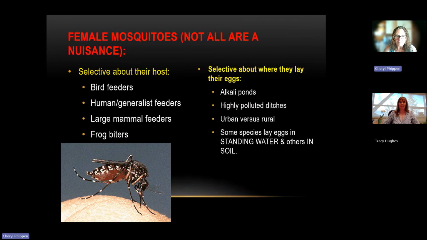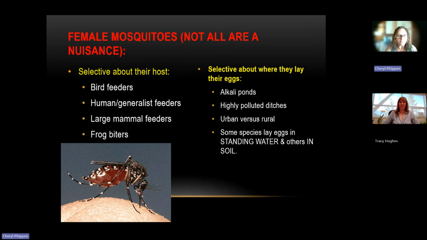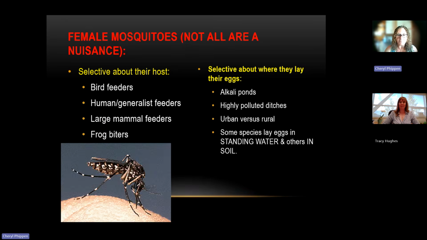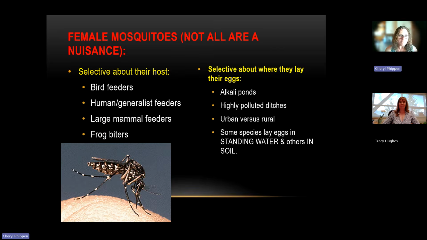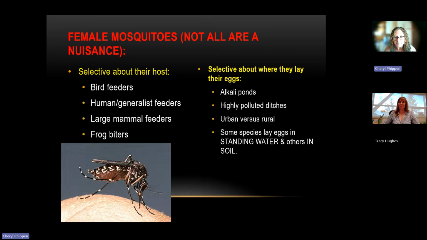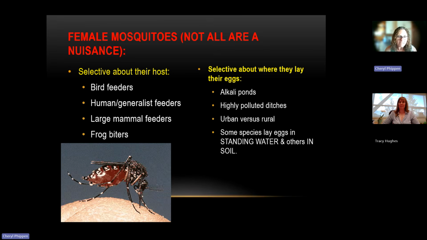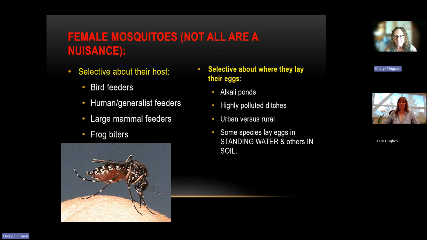Females are selective about a couple of things. They're very selective about what they will bite. So we have a few species in BC that will only feed on birds. We have some generalist feeders that will bite on humans, birds, large animals. We have a small handful of species that only like to bite large mammals, and they will sniff us for a really long time before they kind of give up and might bite us. And we actually have one species that only bites frogs.